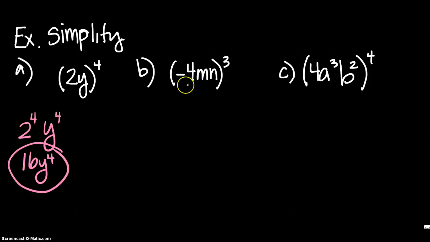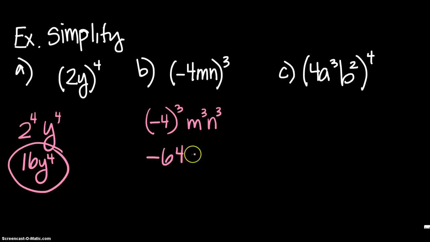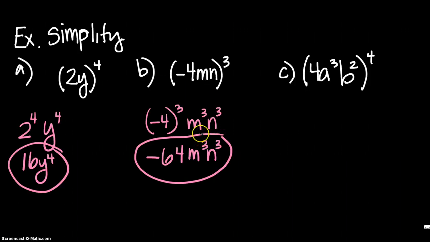Next, negative 4mn to the 3rd. All right, so I'm going to put this negative 4 in parentheses cubed, and then I have m cubed, n cubed. Negative 4 times negative 4 is positive 16, times negative 4 again gives us negative 64. Negative 64 m cubed, n cubed. So when you do this, you can't forget to distribute your exponent even to the number. Most of the time students forget to do it to the number. They'll do it to the variables because they remember.